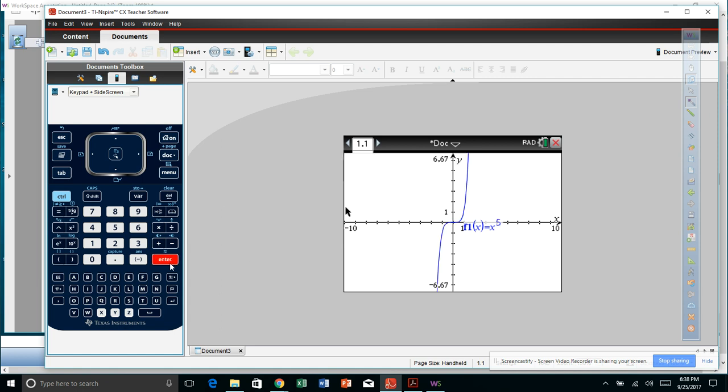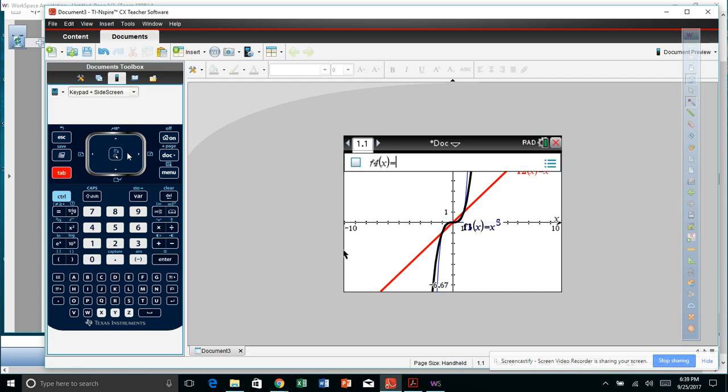Now, have you noticed, let's just go ahead and put in x. What does x look like? And then we'll put in x to the third. Have you noticed all of those? You've got one leg up, one leg down. So if the power is odd, you've got one leg up and one leg down. If it's even, well, we'll talk about that in a minute.